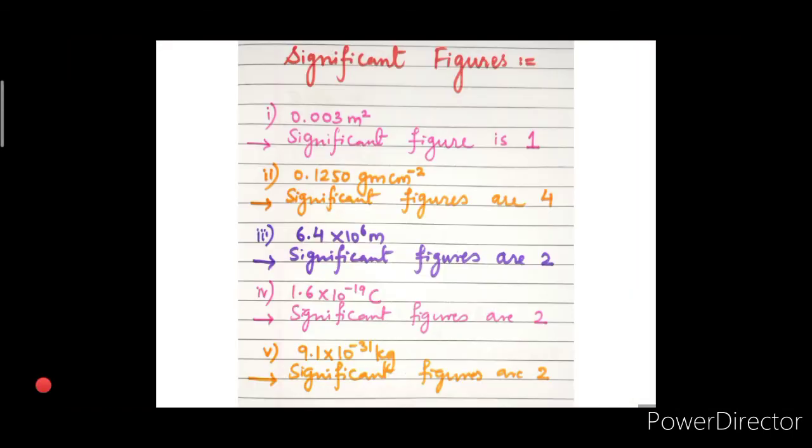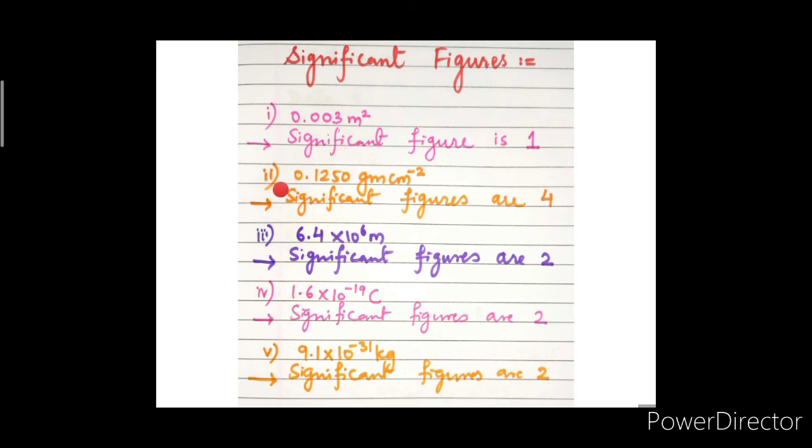Now, here to determine the significant figures, we have to follow the rules. As in the given question 0.003 meter square, the non-zero digit is 3 and there is only one non-zero digit. After that, no digit is present. So, here we can say that the significant figure is 1.